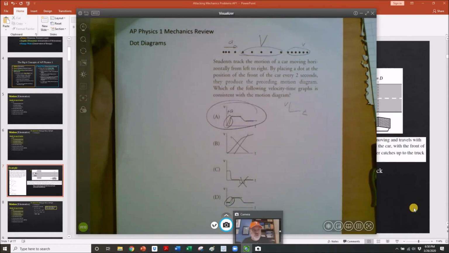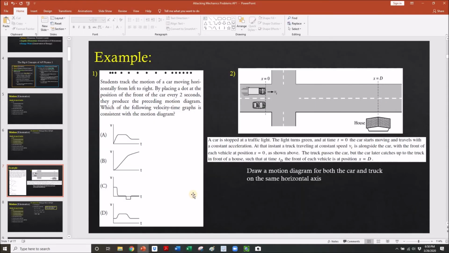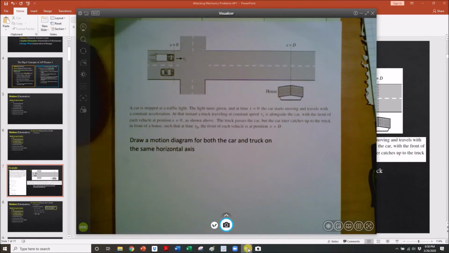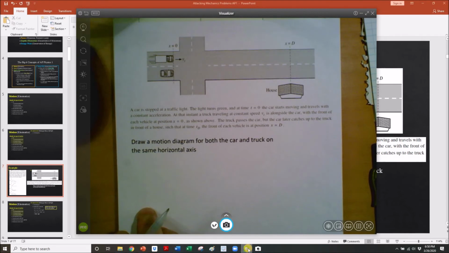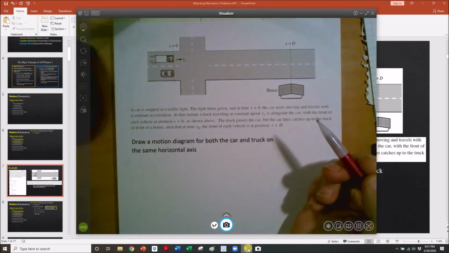All right, so let's look at our second problem over here. In this particular problem, we've got a car that is stopped at traffic. The light turns green at time equals 0, and the car starts moving and traveling with a constant acceleration. At the same instant, a truck is traveling at a constant velocity, vt, and is alongside the car with the front of the vehicle at a position x equals 0 as shown above. So they're both exactly at the same spot at the same time, and the truck passes the car, but the car later catches up to the truck in front of the house over here at point D.